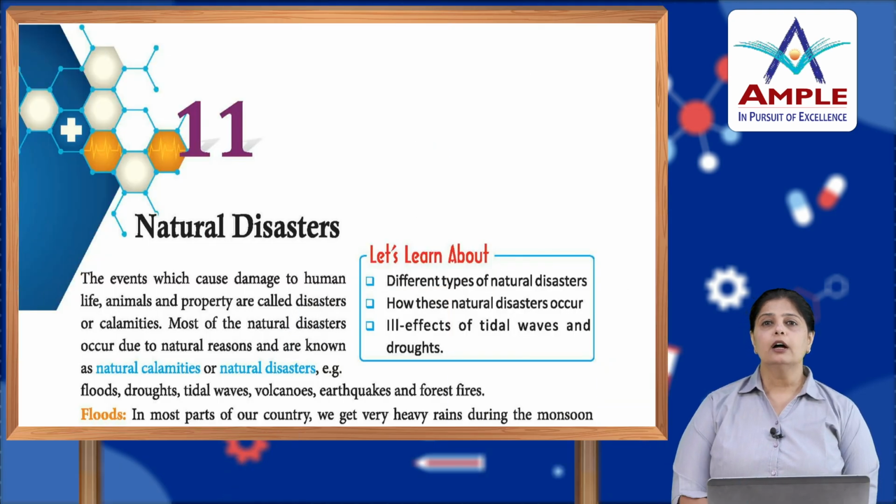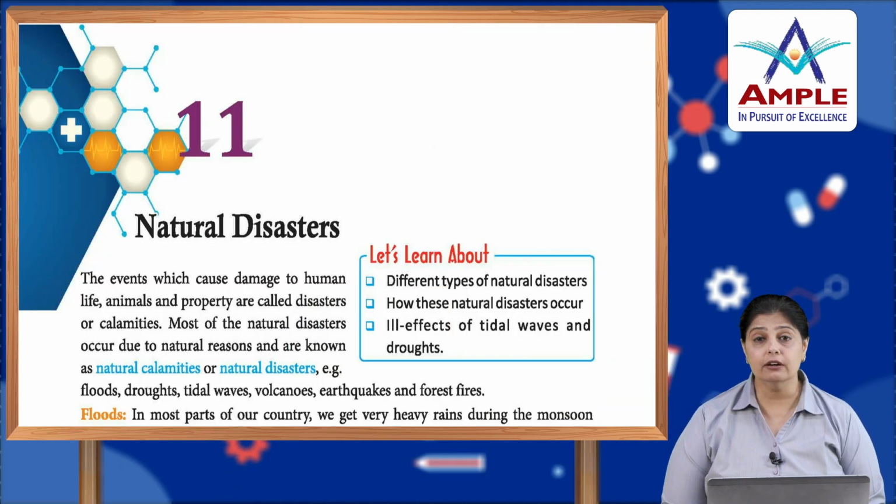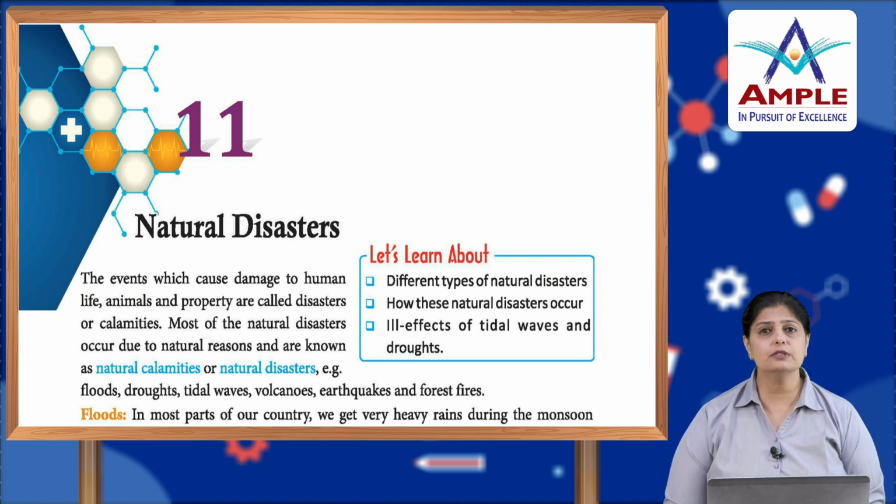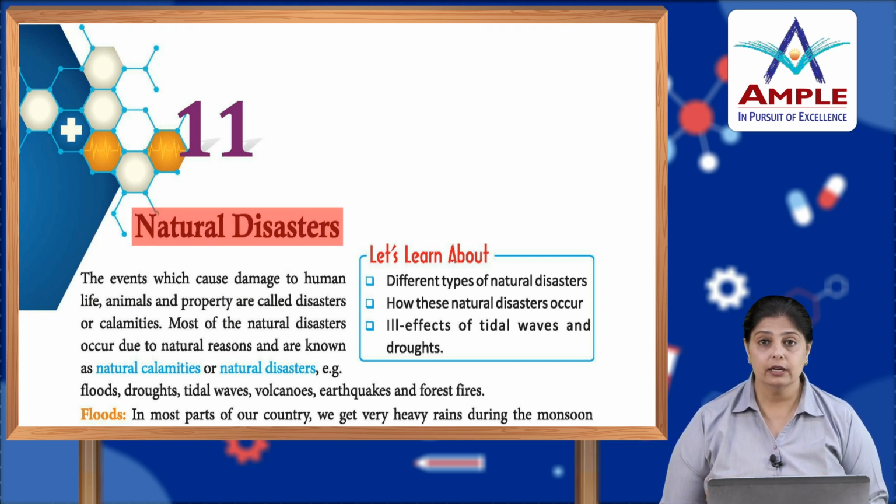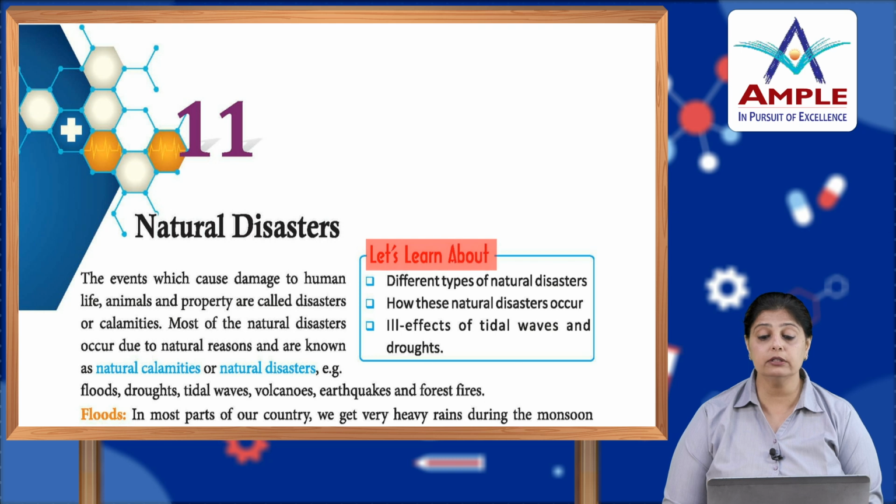So children, sometimes on the news we hear about certain calamities happening around us, like floods due to heavy rainfall. Sometimes we hear about earthquakes, sometimes people talk about tsunamis, sometimes about areas of drought. Now what are these? These are called natural disasters, that means disasters that happen in a natural manner. Alright, so let's talk about them.